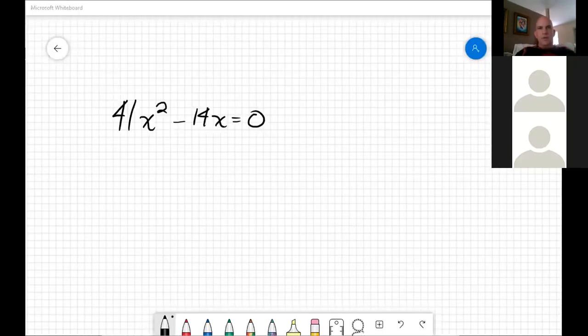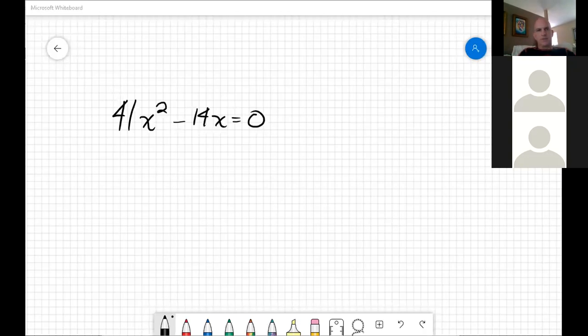Where'd my pencil go? It's right there. All right, so for this one, because there's no C term, you're not going to factor this into two binomial pairs necessarily. This is going to be a greatest common factor situation. What you're looking for is any common factors between those two terms. In this case, the only common factor between these two terms, because 41 is a prime number, is the x.